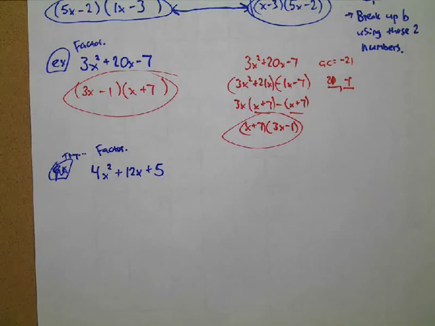Alright, so, hang on. Okay, so these two numbers you picked, the 20 and the 1, they don't add to make a 12. Oh, okay, 10 and 2. So then you want to put a 10x and a 2x. So you break up that b term using those two numbers, 10x and 2x.